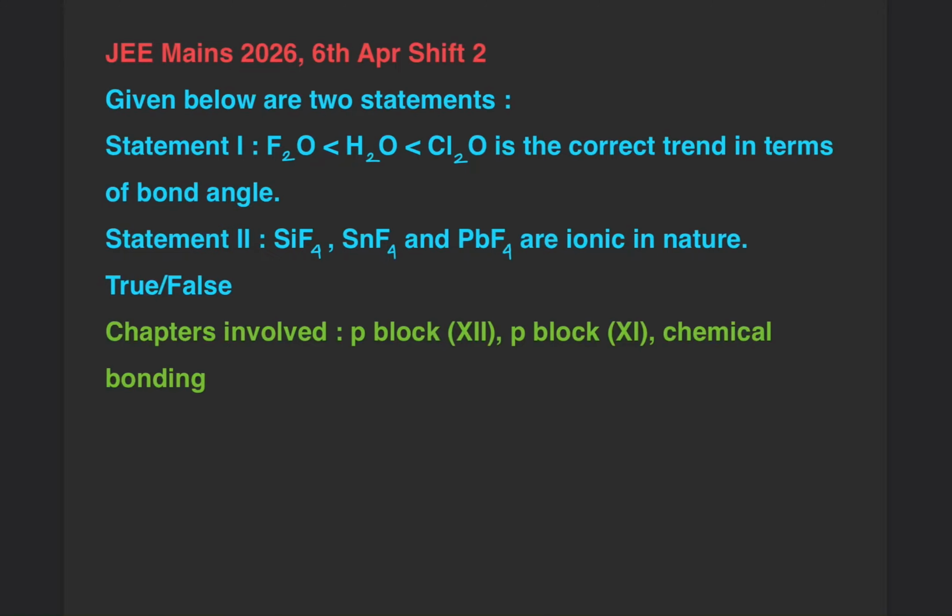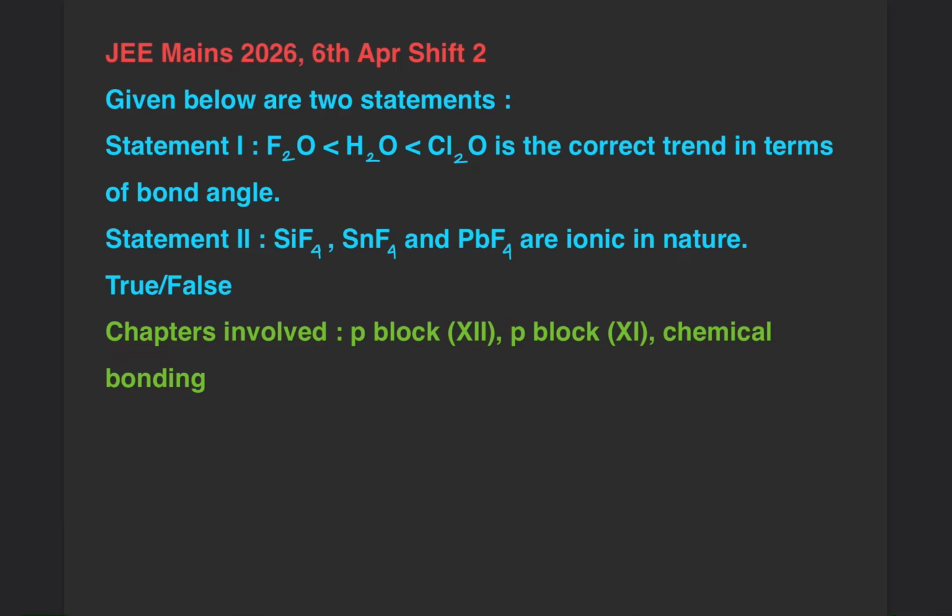Hello everyone. So this is a question from JEE Mains 2026 6th April Shift 2. Given below are two statements. Statement 1: F2O less than H2O less than Cl2O is the correct trend in terms of bond angle. Statement 2: SiF4, SnF4 and PbF4 are ionic in nature. Okay, so we have to determine which one is true, which one is false. The chapters involved are P block, 12th, 11th and chemical bonding.